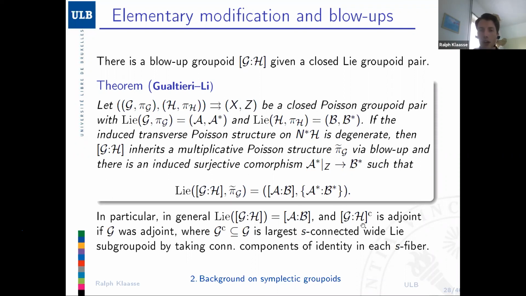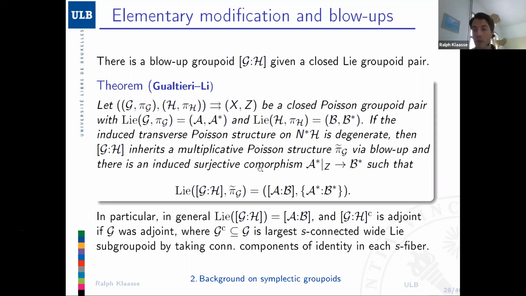Yeah, there are some C's going around here. That is because we want adjoint integrations, and for being adjoint, you need to not have any useless data. So you need to take the largest source-connected wide subgroupoid by taking connected components of identity. So you need to throw away stuff that is just there for stupid reasons. You already saw this in the pair groupoid case. Like if you have a manifold which consists of two connected components, the pair groupoid should just be product of one component, product of the other component, not all possible products. So you're doing something like this here in order to retain adjointness.